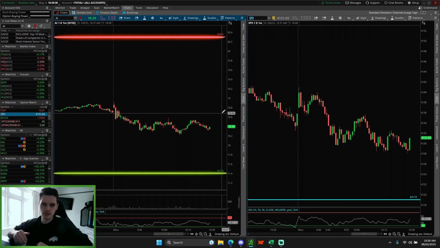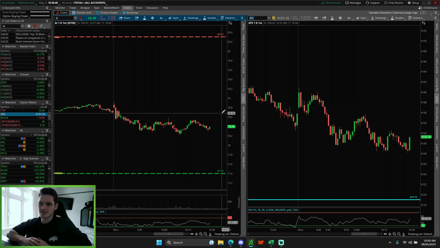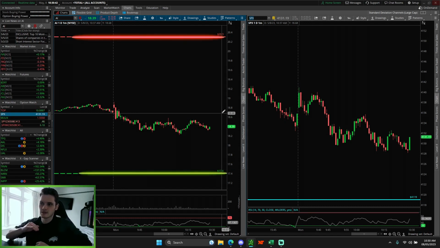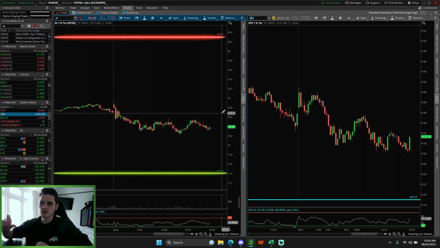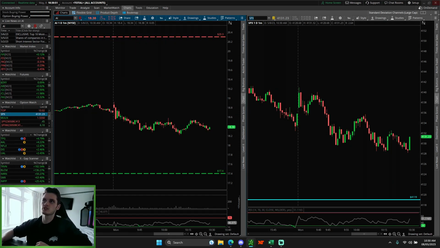Again, we've already plotted these just so we don't have to do it in the video, but around $17.40 is going to be a key support we're paying attention to, and going on to the resistance side, we're paying attention to $20.30. So those are the first two key levels that I'd be paying attention to.